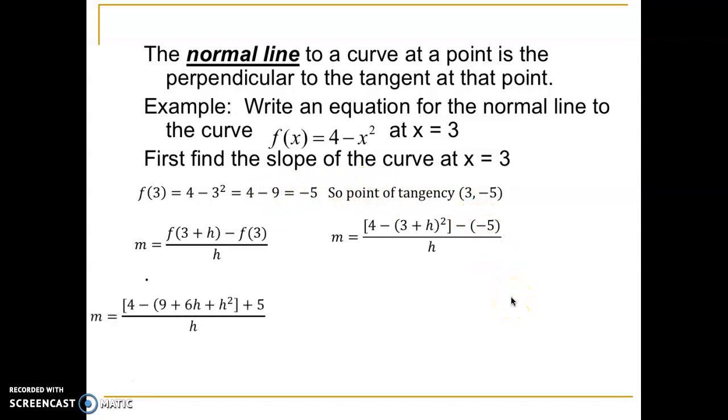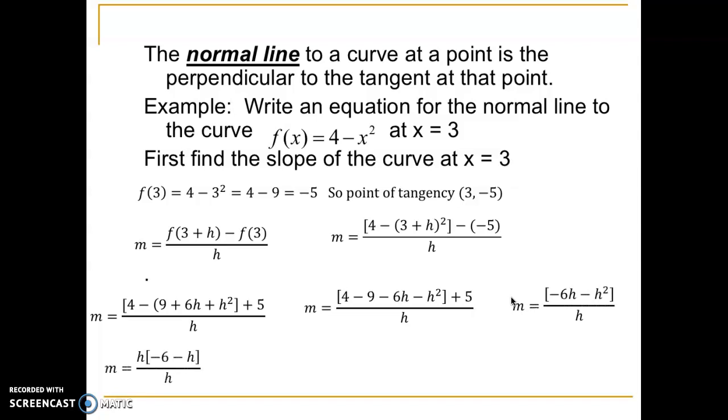Doing a little bit of algebra here, I'm going to FOIL that binomial. I'm going to distribute the negative. I'm going to combine like terms. And then I'm going to factor out an h. I cancel those h's. And then I'm going to take the limit as h approaches 0 of -6 minus h, which equals -6 when I do a limit by substitution. I'm sorry, -6.